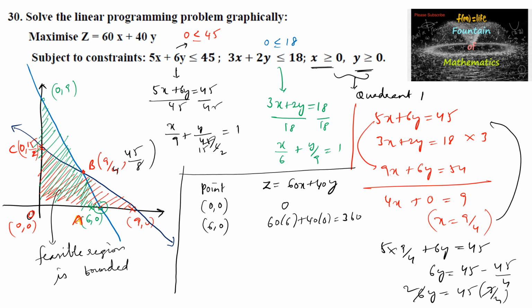And next one, 9 by 4 comma 45 by 8. We can say 60 into 9 by 4 plus 40 into 45 by 8. On simplifying, 4 15 times, and 8 5s are 40, so 45 5s are 225 plus 15 into 5, which is 135, so it is equal to 360 again.